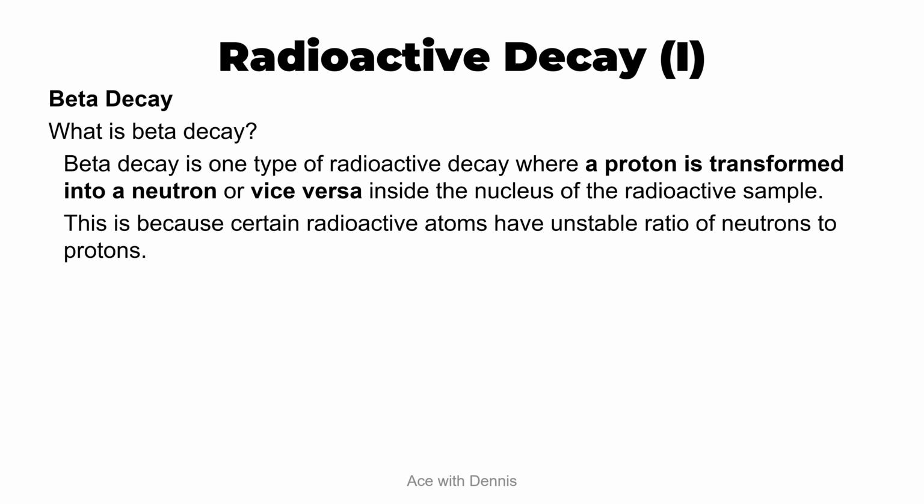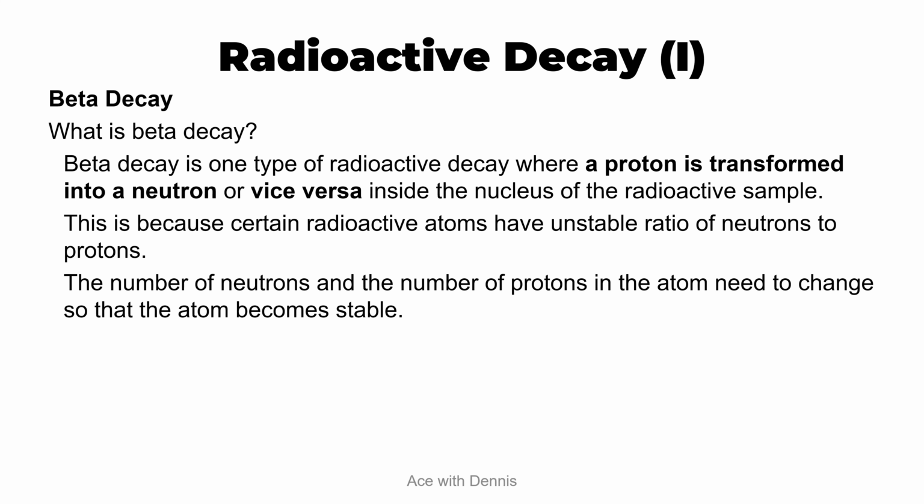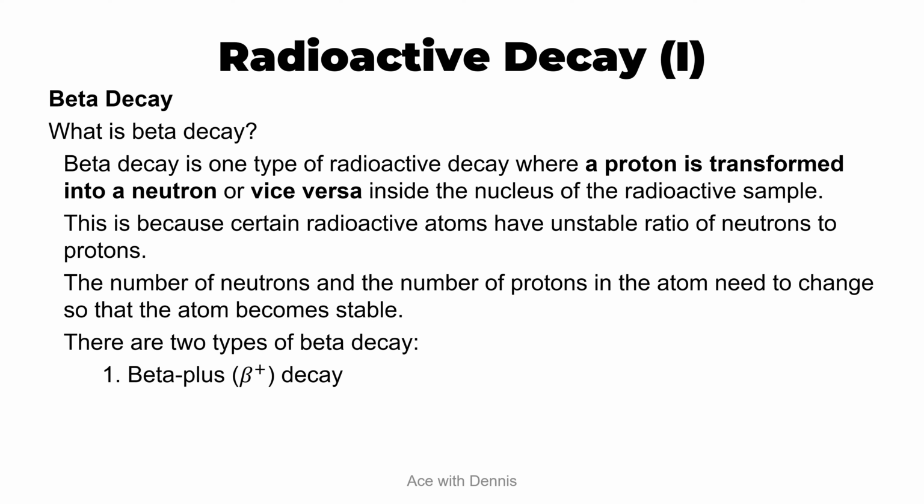This is because certain radioactive atoms have an unstable ratio of neutrons to protons. The number of neutrons and the number of protons in the atom need to change so that the atom becomes stable. There are two types of beta decay. Number 1, beta plus decay, and number 2, beta minus decay. In the O-level syllabus, we will focus on beta minus decay, but over here I will explain both so that you can have a clearer picture about beta decay.